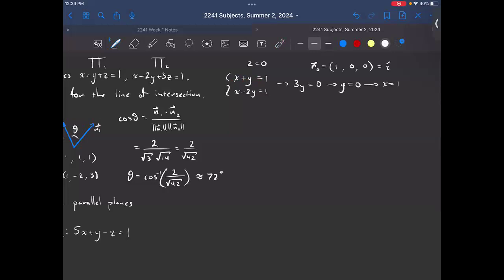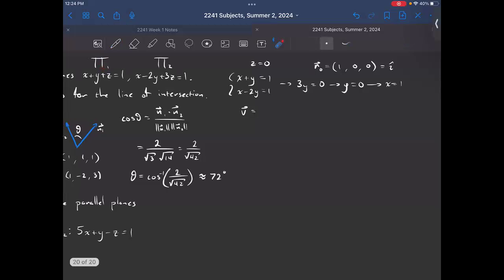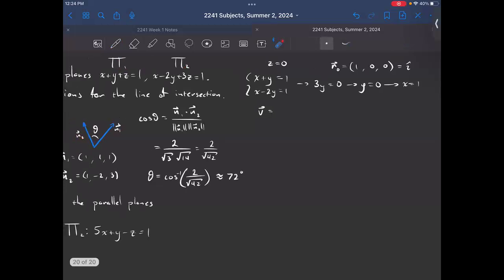All right, now we need our direction vector v. So this has to be a vector that is in the plane for each plane. And what do we know about those vectors? Well, if you're in pi 1, then you're orthogonal to n1. If you're in pi 2, you're orthogonal to n2. If you're going to be orthogonal to both, you had better be parallel to their cross product. So we need n1 cross n2.